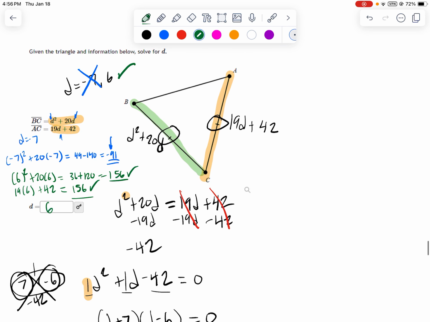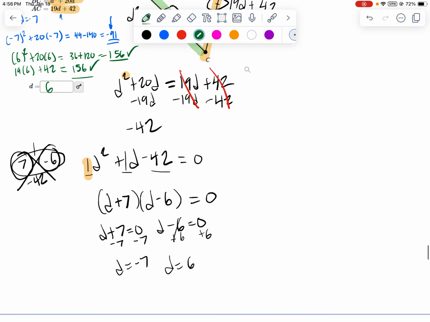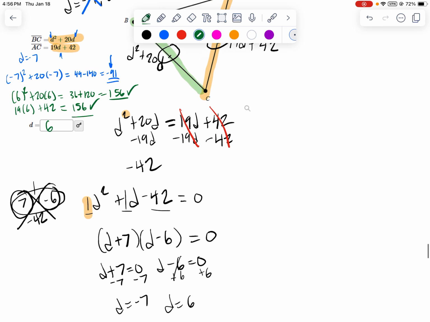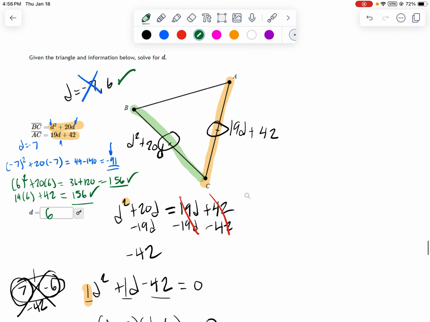Just make sure you're double checking them, make sure that they both work. It's possible that they both do. It's possible that only one does, or it's possible that neither of them do. So just make sure you keep an eye on that. But that is your final answer.